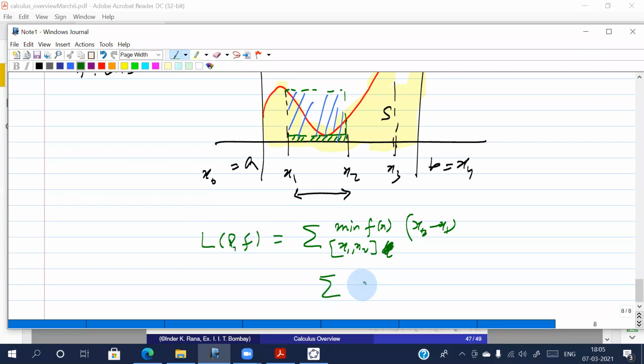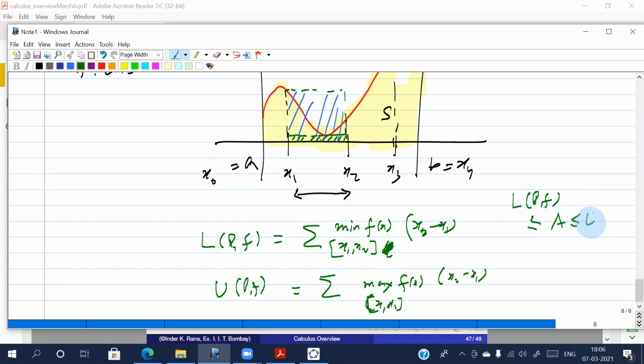And similarly, look at the maximum value. So this is the maximum value going up. That is the maximum value of f(x) in the interval x1 to x2, times (x2 minus x1). So that I will call UPF. So the basic thing is that LPF is less than or equal to the required area, call it A, which is less than or equal to UPF.